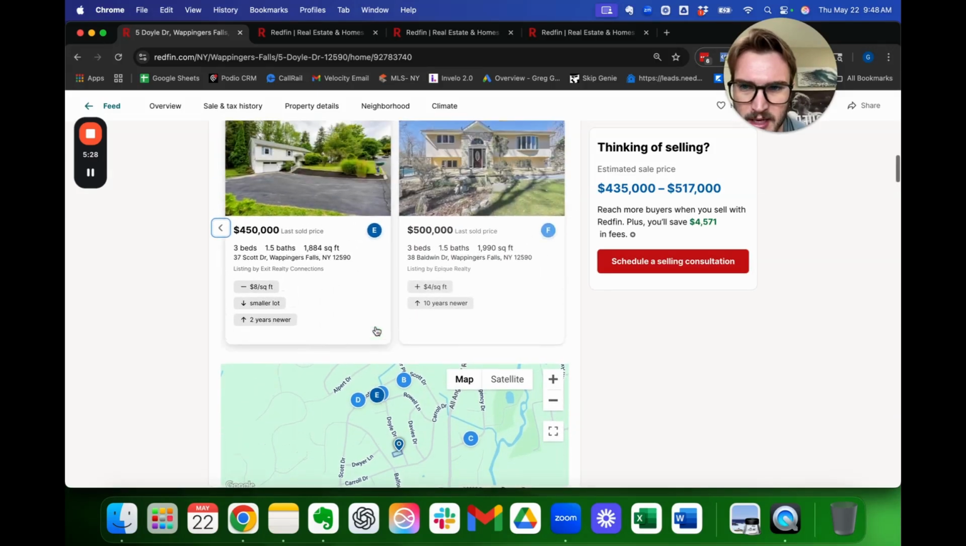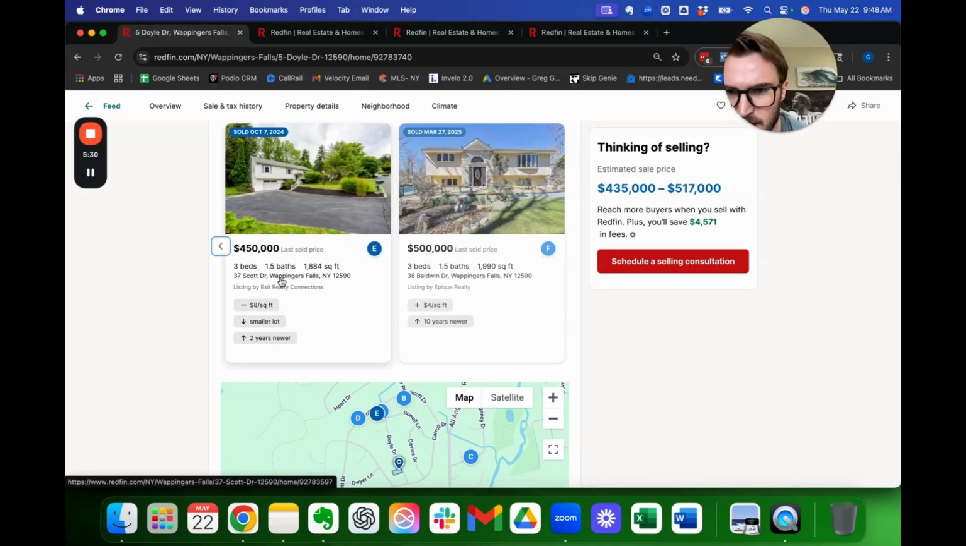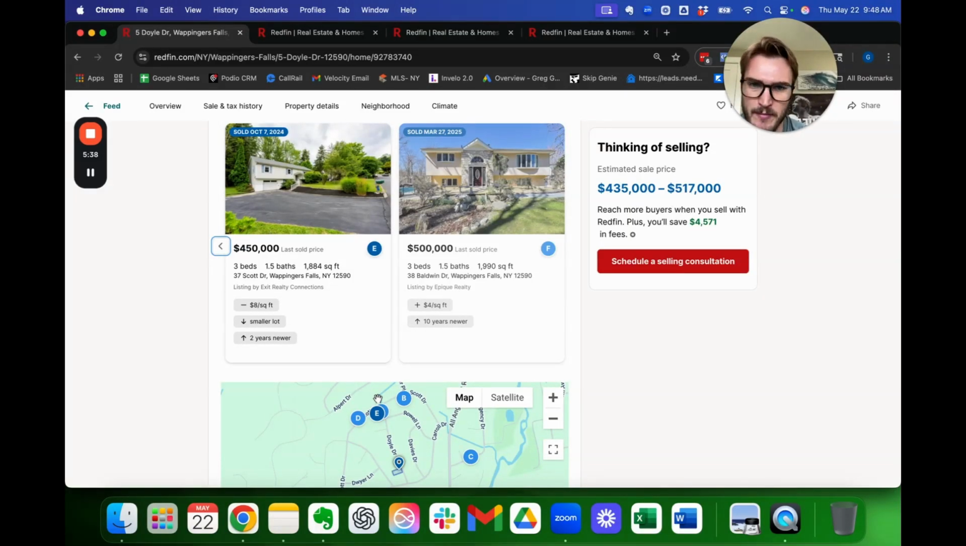Let's look at the second one, E. $450, 3-bed, 1.5-bath, 1,800 square foot, $450. So now we got a $440 comparable. We got a $450 comparable. So that's pretty good. So I'm thinking this property right off the bat is probably worth $440 to $450.